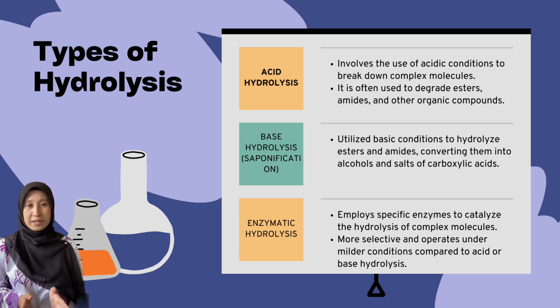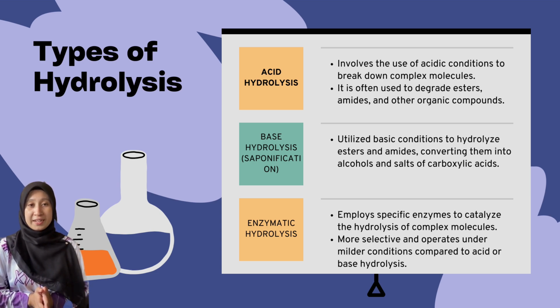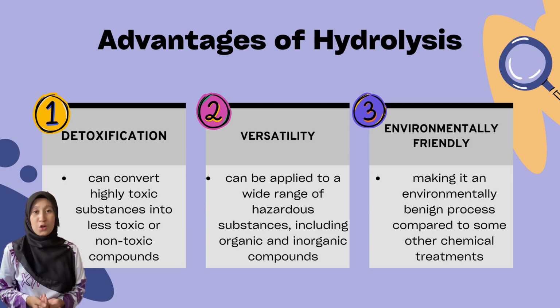The last one is enzymatic hydrolysis, which employs specific enzymes to catalyze the hydrolysis of complex molecules. This method is more selective and operates under milder conditions compared to acid or base hydrolysis. Enzymatic hydrolysis is often used in the biodegradation of organic pollutants, where enzymes break down large molecules into smaller, more manageable forms. Next, I will talk about advantages of hydrolysis.